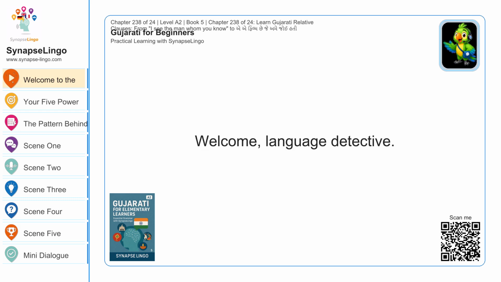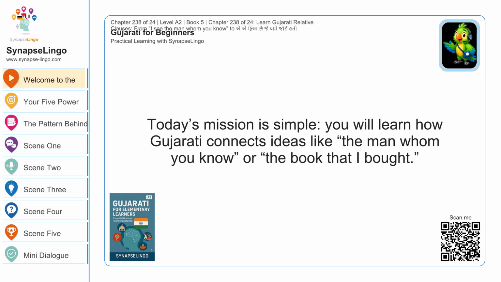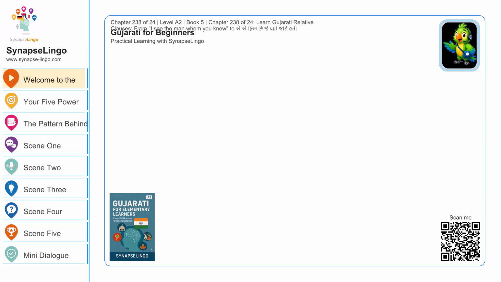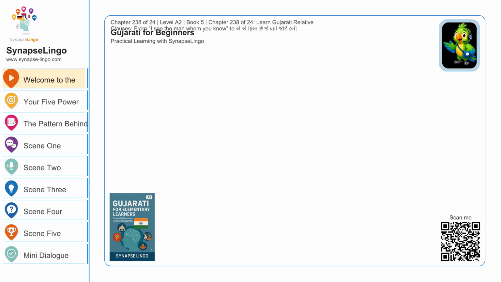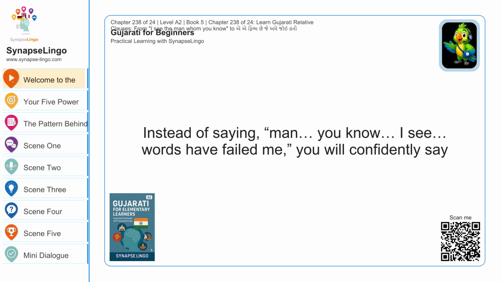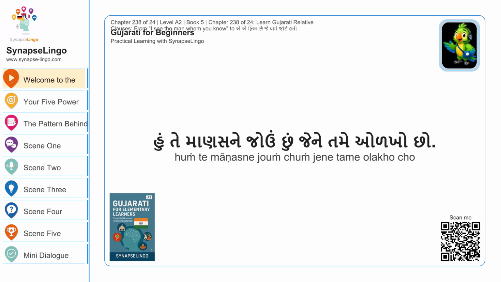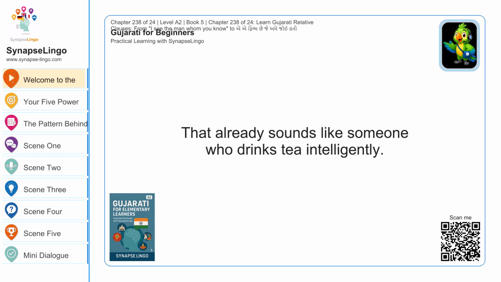Welcome, Language Detective. Today's mission is simple. You will learn how Gujarati connects ideas like the man whom you know, or the book that I bought. In English, these are relative clauses. In real life, they are also the reason your stories sound much more impressive at dinner. Instead of saying, man, you know, I see, words have failed me, you will confidently say, હું તે માણસને જોઉં છું જેને તમે ઓળખો છો. That already sounds like someone who drinks tea intelligently.